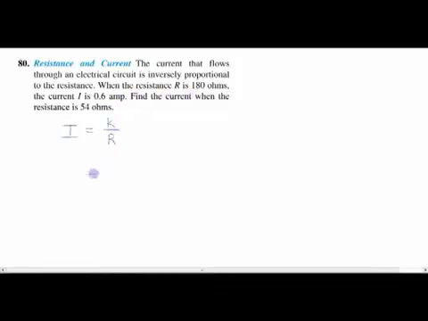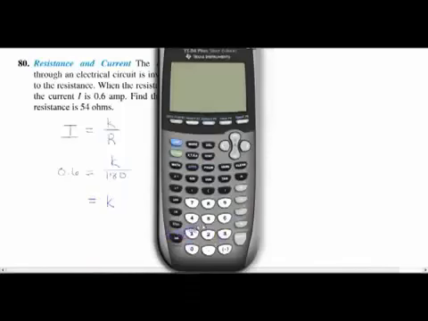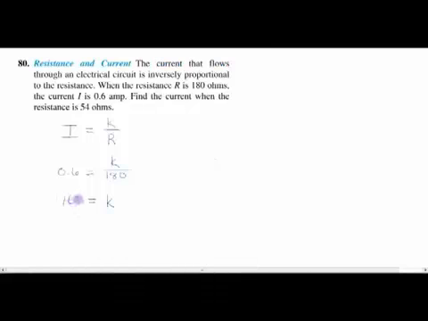When the resistance R is 180 ohms, then the current is 0.6 amp. Let's go ahead and multiply both sides by 180. You can grab the calculator and do that. We'll go 180 times 0.6, and I get 108. So K is 108. So we know the model is I equals 108 over R.